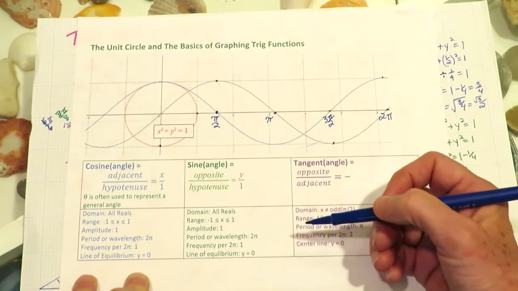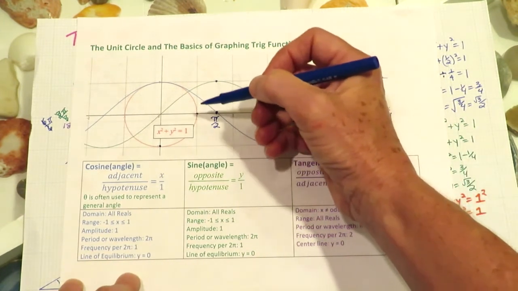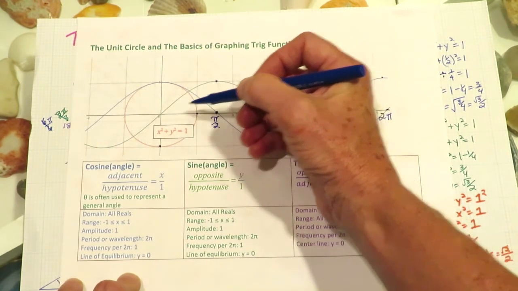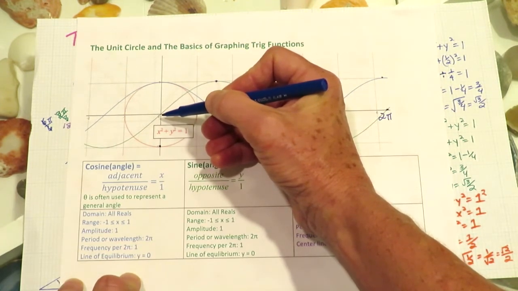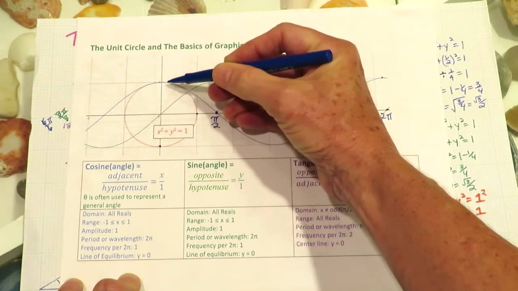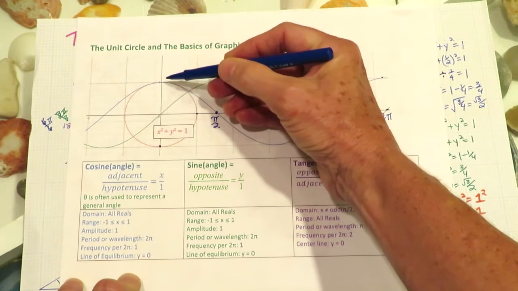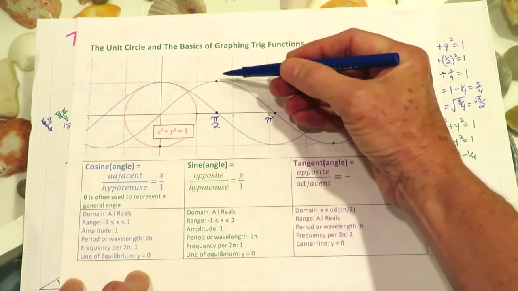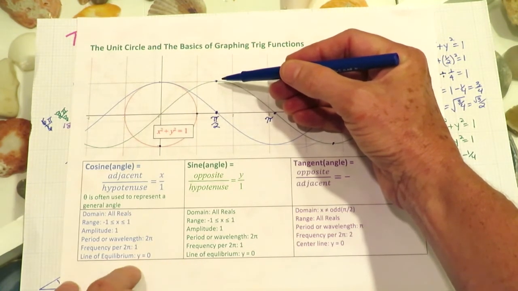Now sine is tracking the y-coordinate instead of the x-coordinate. So if I start at 0, notice y is 0. So the graph of sine starts at the origin 0, 0. And as I rotate up towards the top of the circle, the y-coordinates get higher. And at 90 degrees or pi over 2, the y-coordinate is 1. So that's this point on the sine wave. You're at a maximum point at pi over 2.